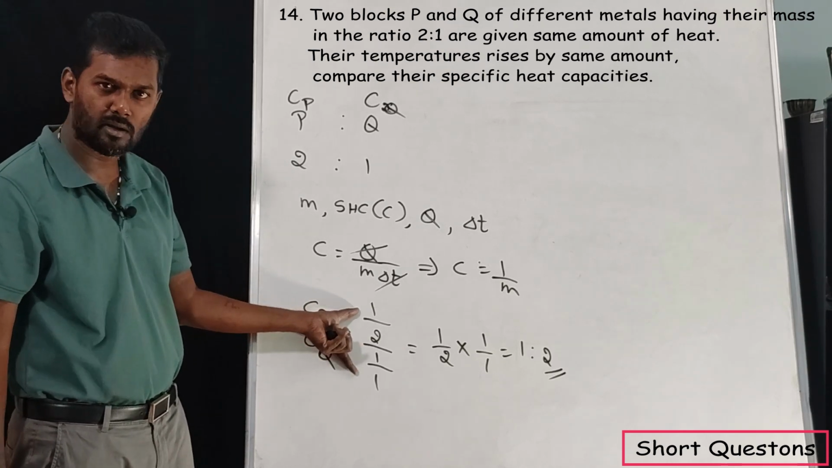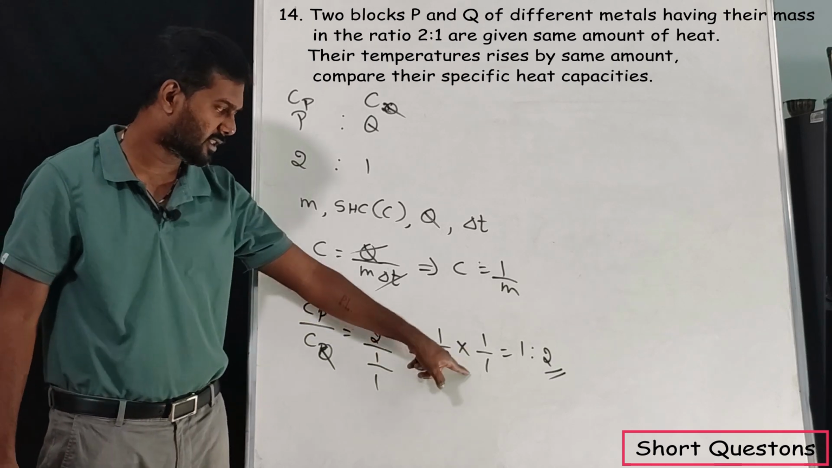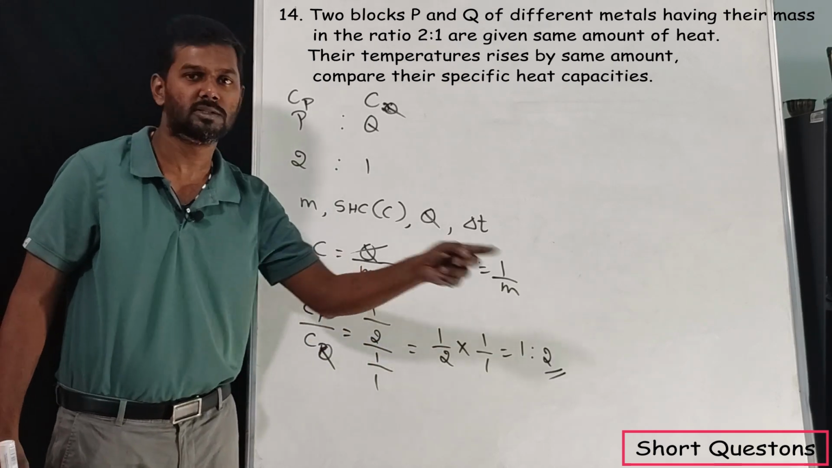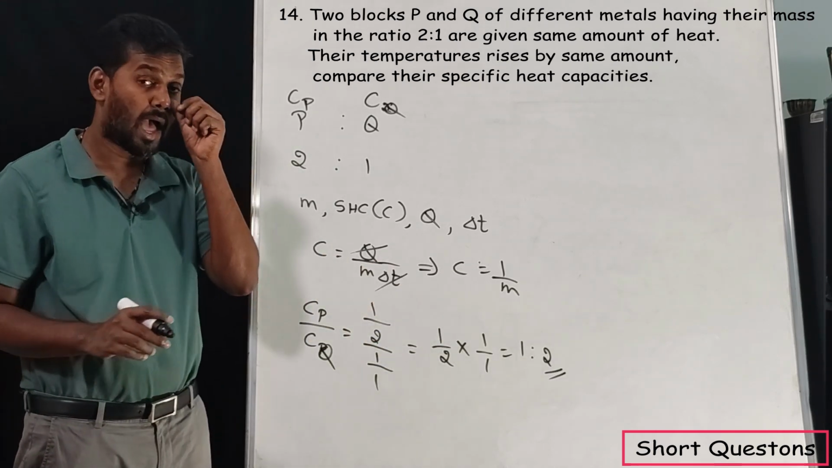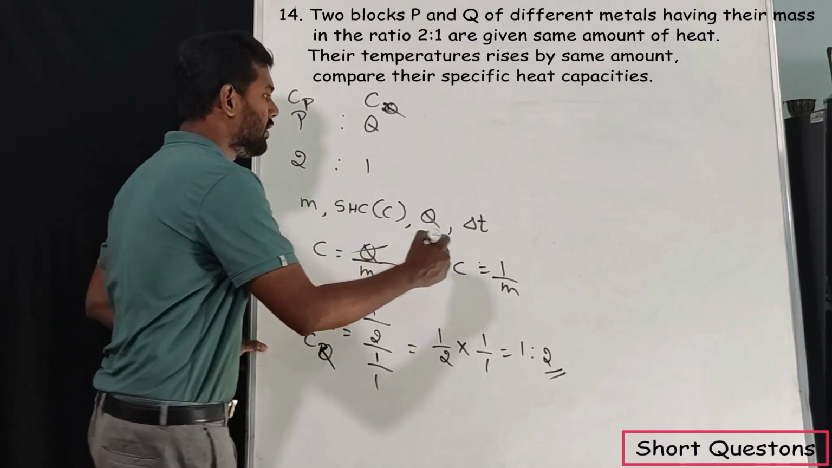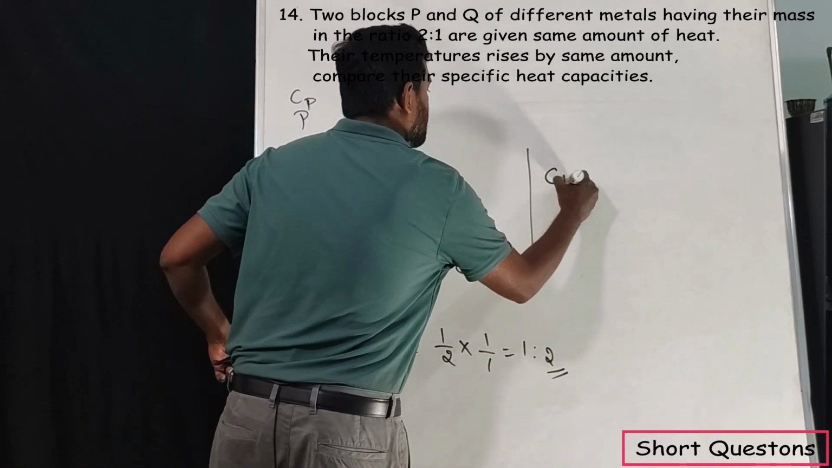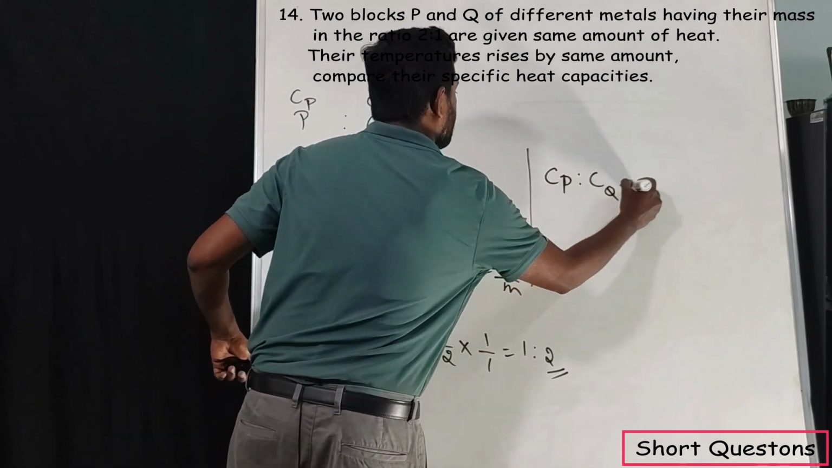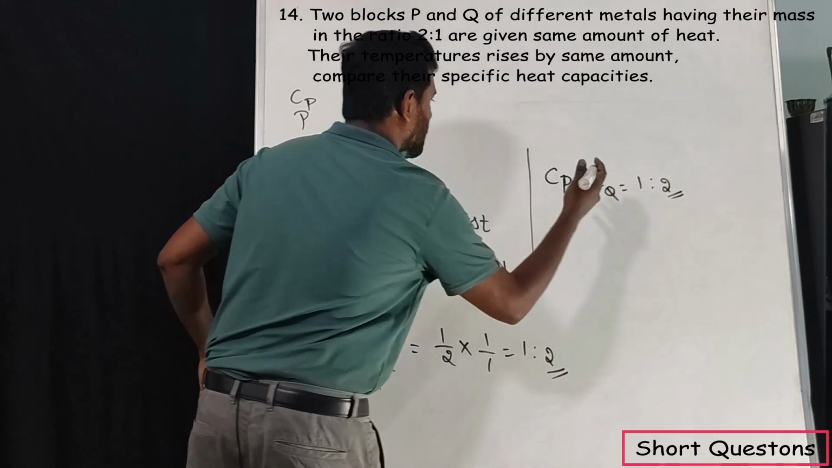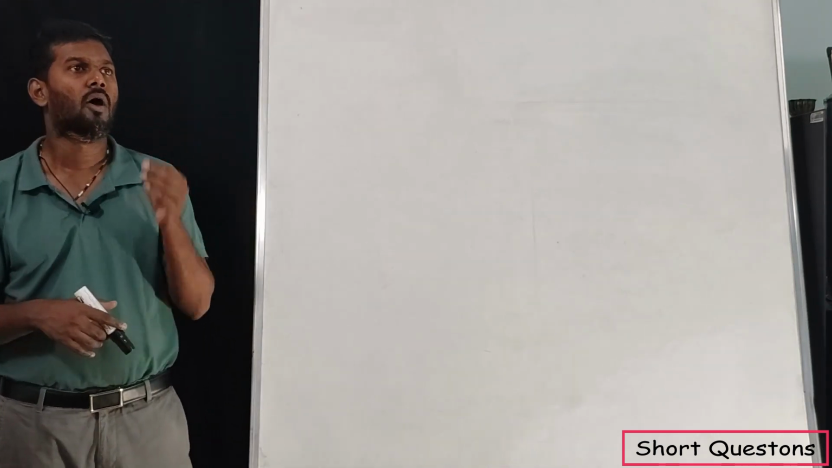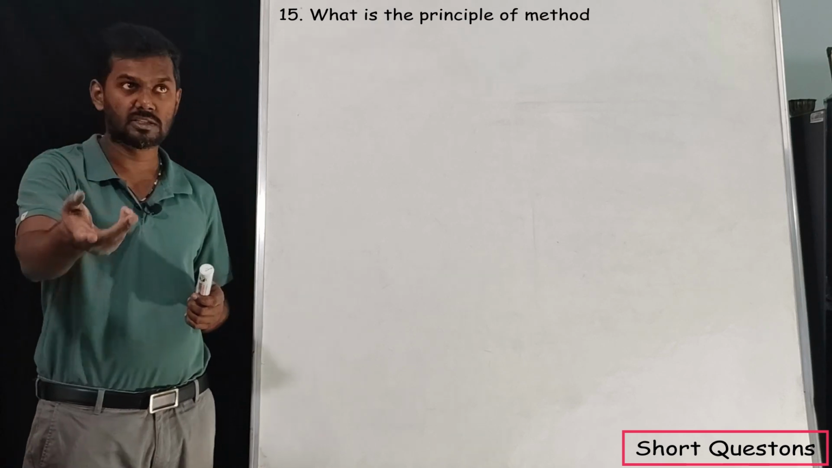So when you put it in fraction form, you can write it like this, and the final answer will be 1:2. This is the required answer. So finally, Cp is to Cq is equal to 1:2. That's it. Our next question: what is the principle of method of mixture?